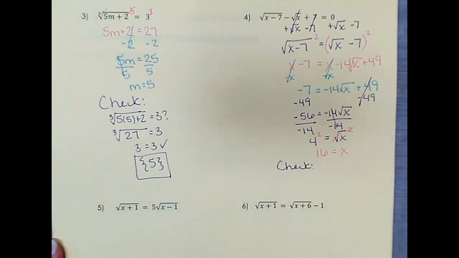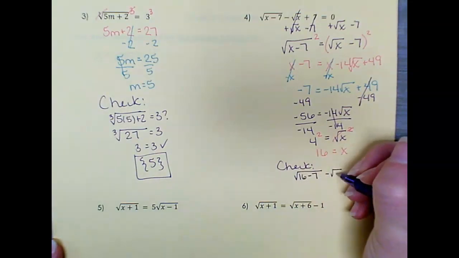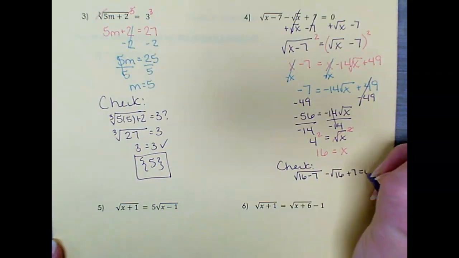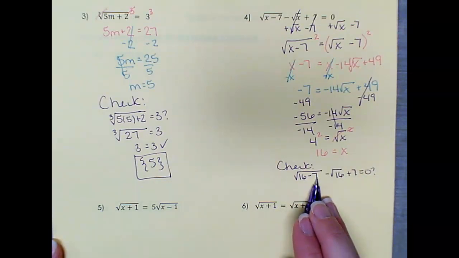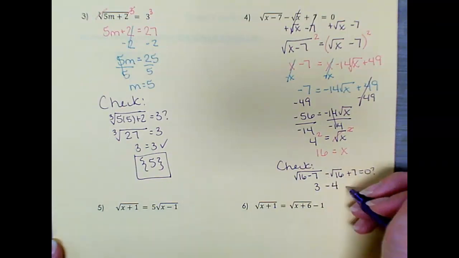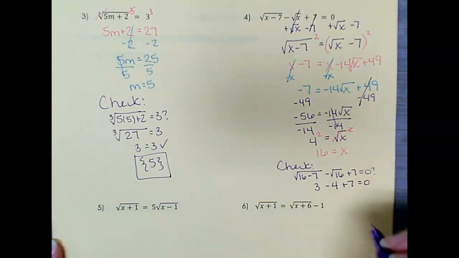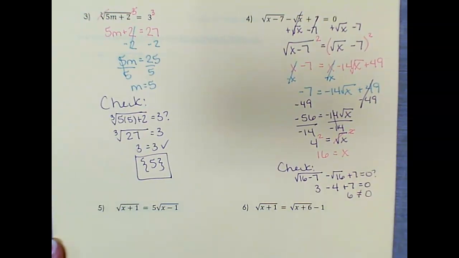If I substitute 16 in place of x, I'd have the square root of 16 minus 7 minus the square root of 16, plus 7, and it needs to equal 0. So 16 minus 7 is 9, the square root of 9 is 3, minus the square root of 16, which is minus 4, plus 7 equals 0. 3 minus 4 is negative 1. Negative 1 plus 7 is 6. 6 does not equal 0. So that means that 16 was extraneous, which means there's no other solution. So what is my answer?